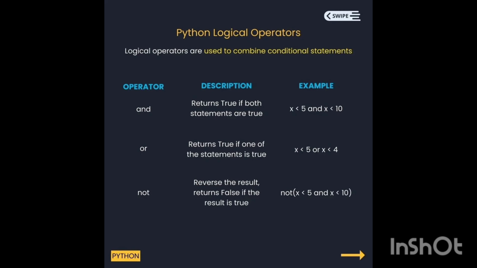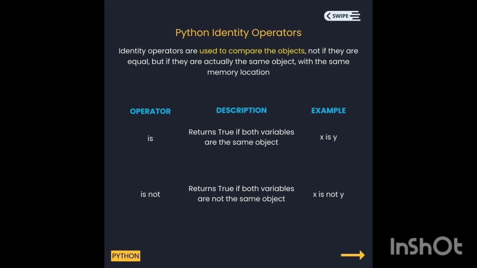The next one is logical operators, which are used to combine conditional statements using and, or, and not. The next one is identity operators, which are used to compare objects. It returns only true or false values.